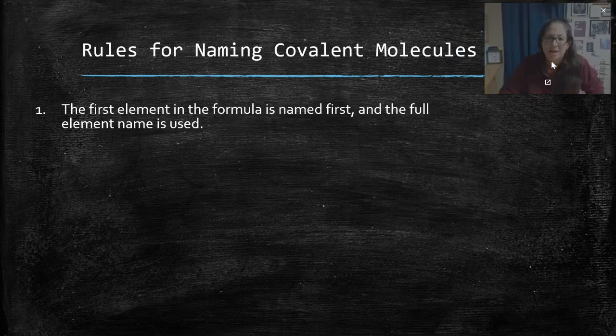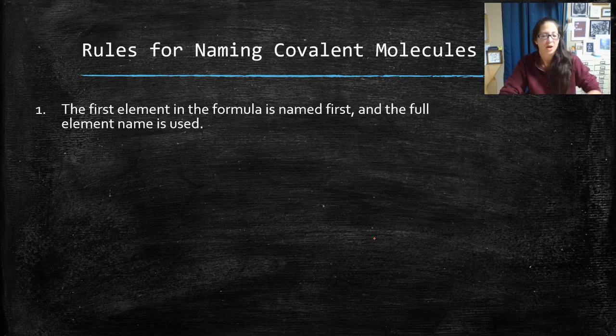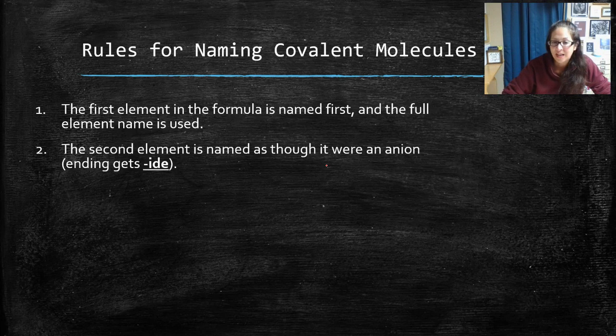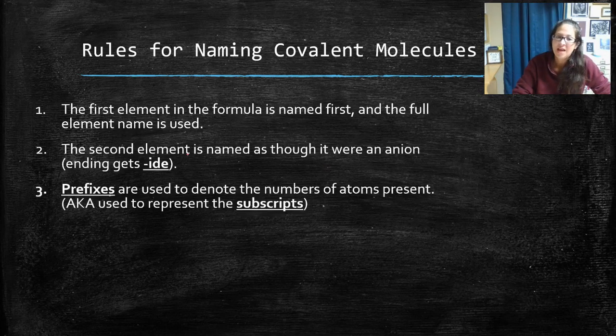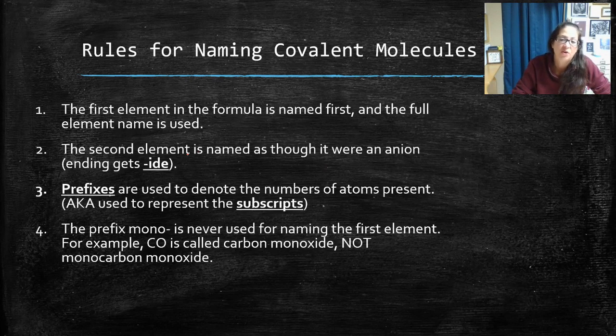So, rules for naming a molecule. The first step is very similar to ionic, but now we're going to be adding prefixes. So the first element in the formula always just gets to be named first, and it gets the full element name. The second, you name the second as an anion. So we're usually going to be naming covalent molecules that are only binary, that have 2 elements in them. Then you're going to add the prefix to denote the subscript.